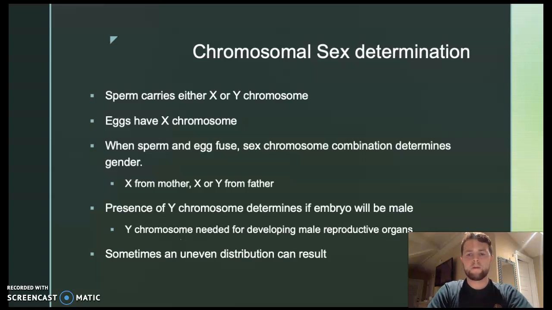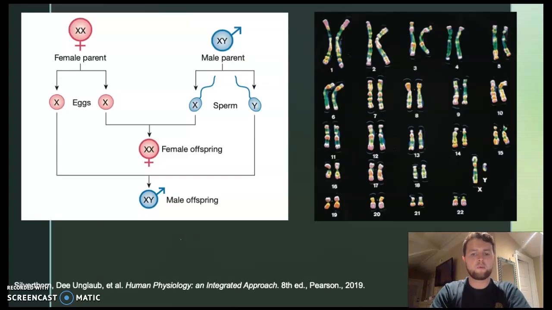I focus on the Y chromosome in this case because even if there is an uneven or abnormal distribution of the sex chromosomes, for instance, if an egg carries two X chromosomes and the sperm carries the Y, so long as the Y chromosome is present, the offspring will be male and have male characteristics, because the Y chromosome is critical in developing male sex characteristics.